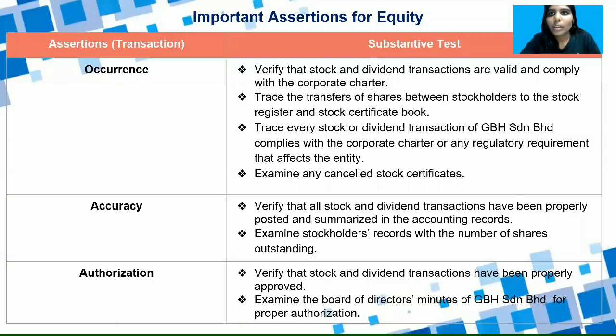So the third one is authorization. So authorization relates to whether all the transactions have been properly authorized or not. So the substantive test for authorization is to verify that the stock and dividend transactions have been properly approved and examine the board of directors meetings of GBH Sandrian Berhad for proper authorization.